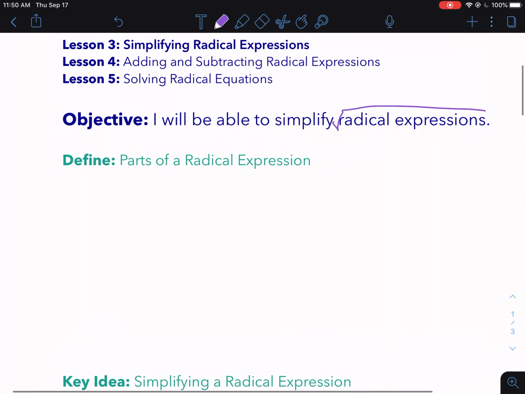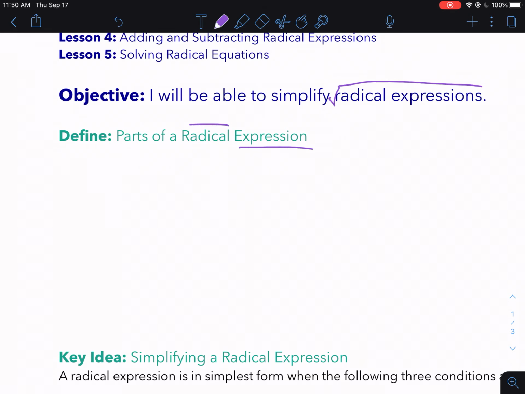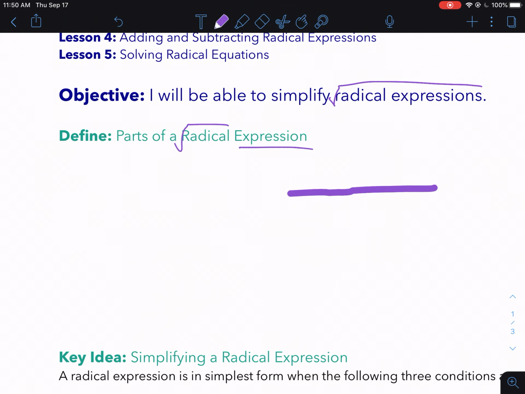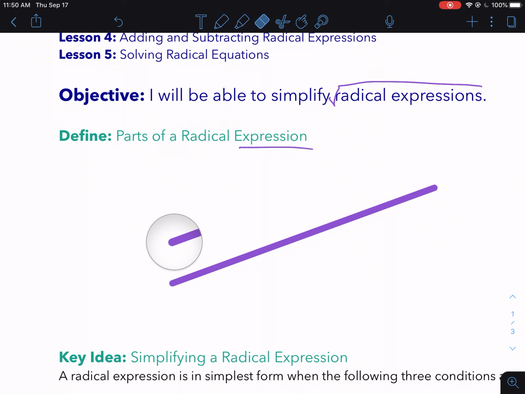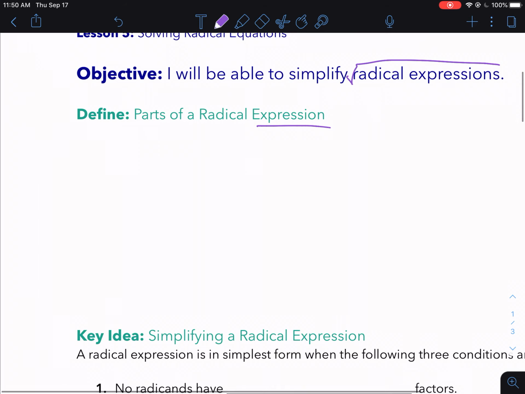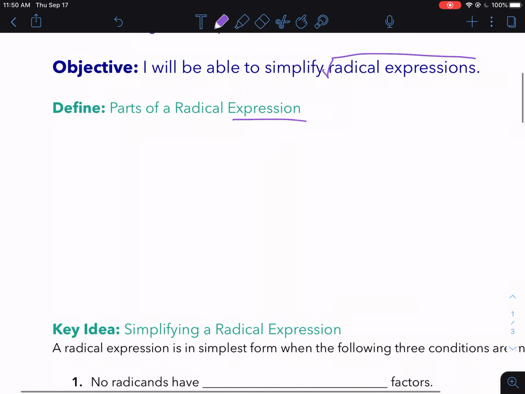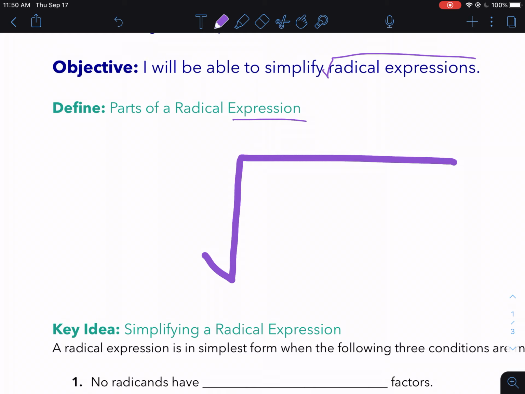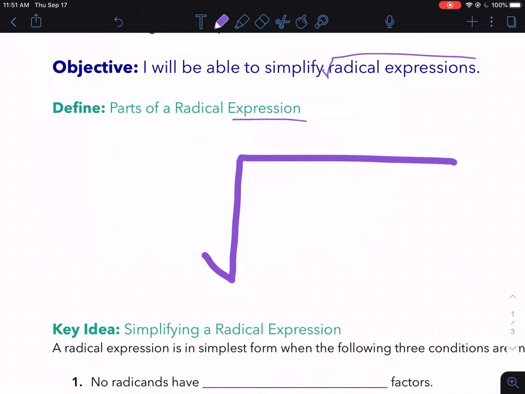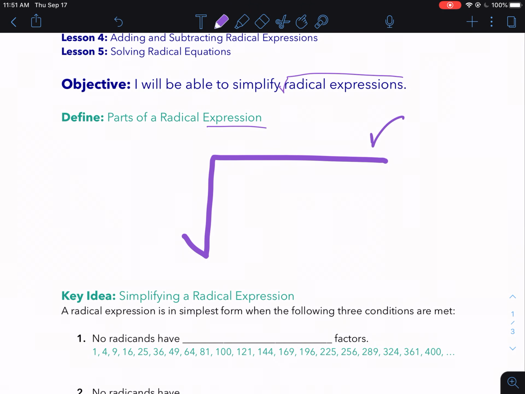Now, a radical expression is any expression with a radical symbol in it. So what that looks like is you'll have the radical symbol, this guy right here. All right, this radical symbol right here we call the radical. So this guy is radical.